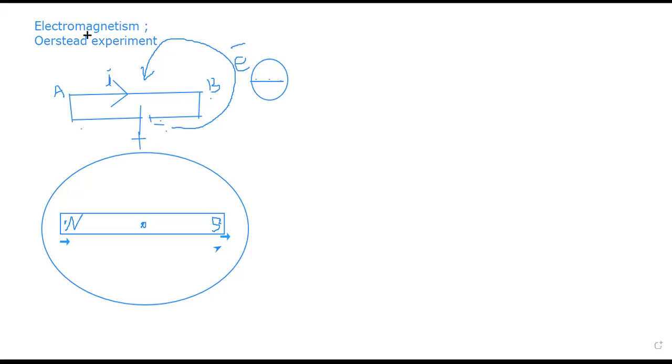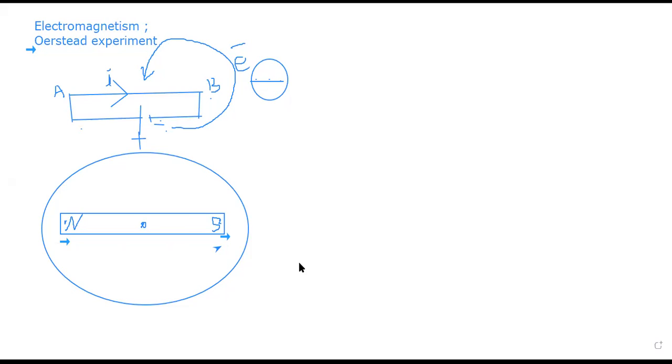And what about electromagnetism? Electromagnetism, which was the first experiment done by Oersted, proves that electricity and magnetism are related to each other. They are combined topics, not separate topics. Now we are going to study what the Oersted experiment is and what it explains about electricity and magnetism. Now I am going to explain the Oersted experiment.